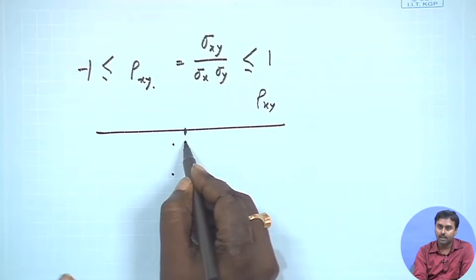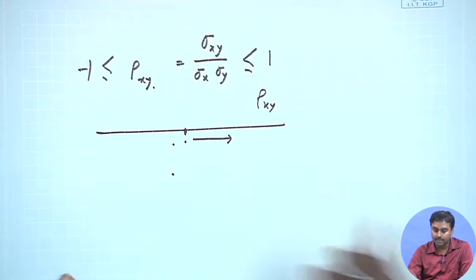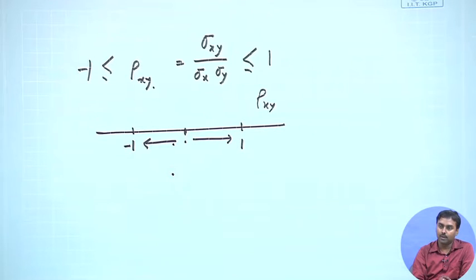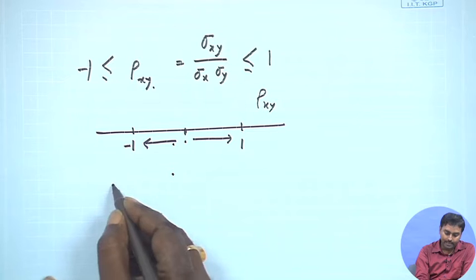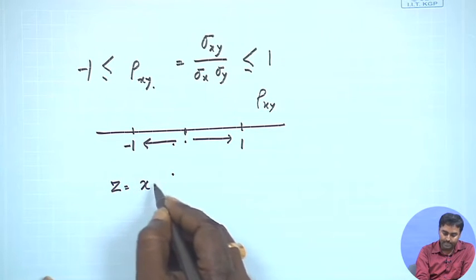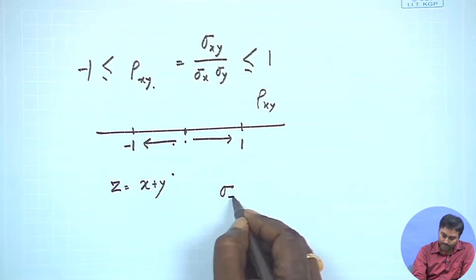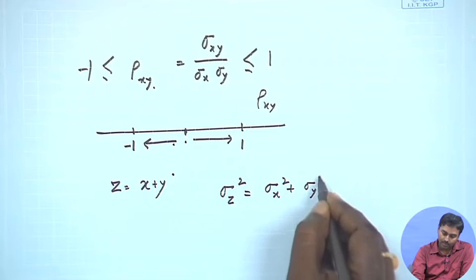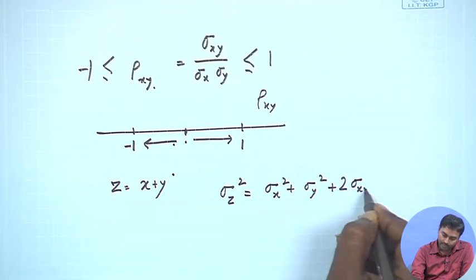So, rho xy if you plot, at 0 it is uncorrelated, this side the positive correlation increases, this side the negative correlation increases, it ends at minus 1 and at plus 1 because you have already normalized it. So, you cannot get a value bigger than 1. If it is not normalized, it can be even infinity, right. So, that is the concept of correlation. Therefore, suppose I have a random variable z which is x plus y, then I can write, as was done earlier, sigma z square is nothing but sigma x square plus sigma y square plus 2 sigma xy. So, that is the correlation.